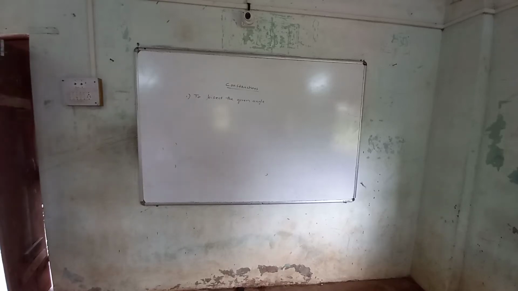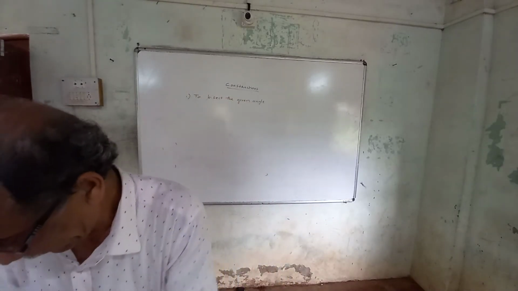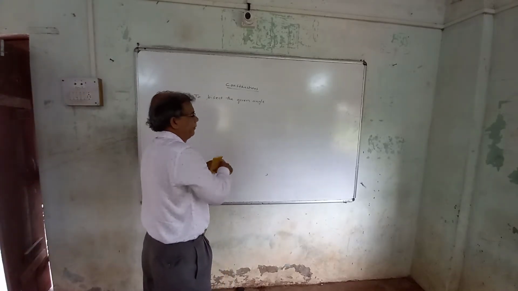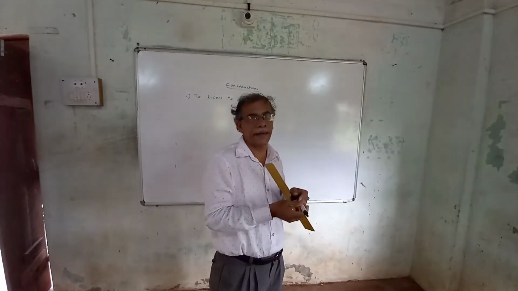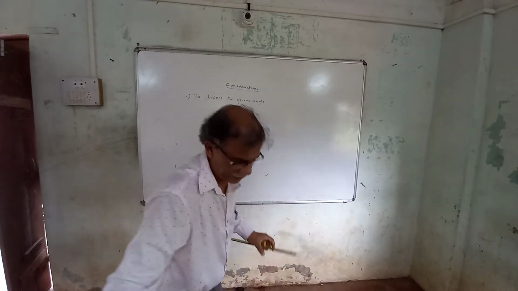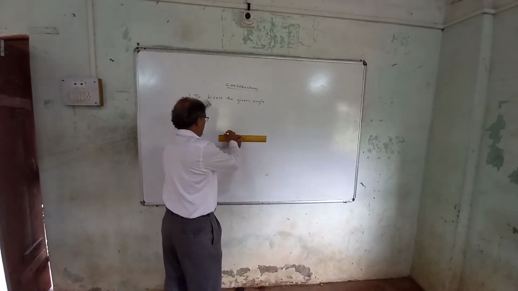Now first let us study how to bisect a given angle. Suppose any angle. What is an angle? You know the meaning of angle: when two rays start from the same starting point, of course, they should not be in opposite directions, you get an angle.